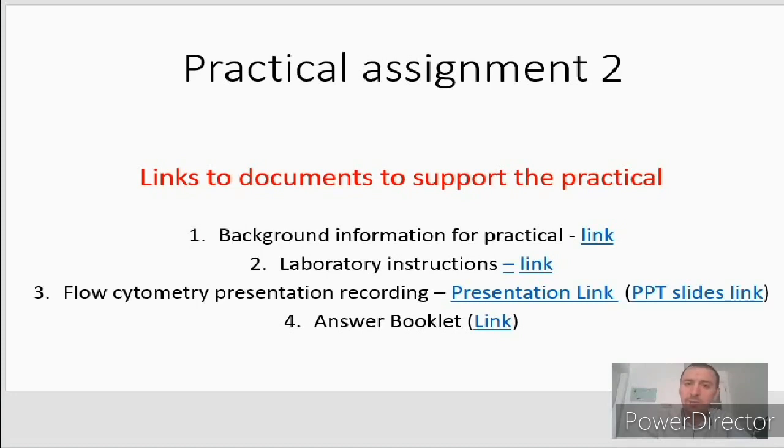The third document I'll be providing a link to is a presentation on the theory behind flow cytometry and HIV. That link is around an hour long and will give you some level of understanding of flow cytometry, and it will help you answer some of the technical questions in the answer booklet. Lastly, the link provided last is the answer booklet itself. Okay, folks, the answer booklet's there. Complete it and submit it to Blackboard.